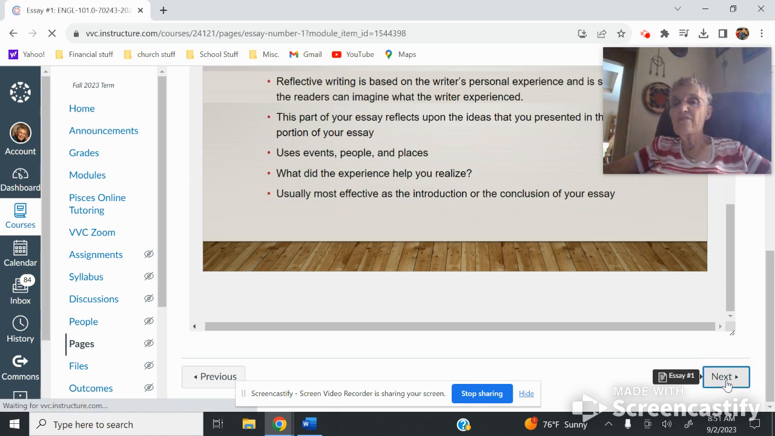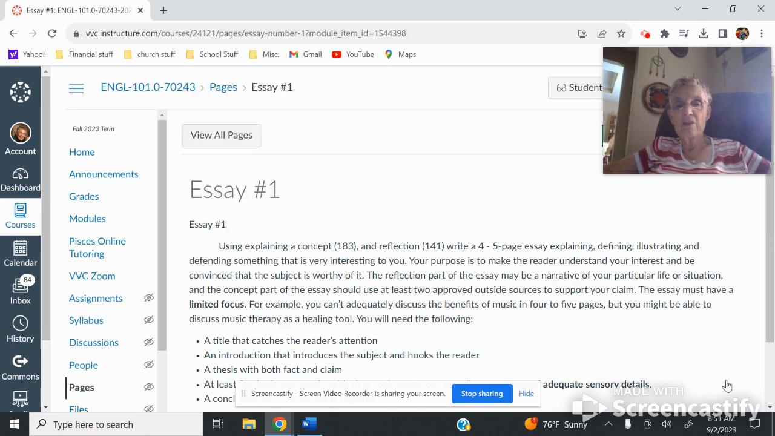So you can have that there all the time, your little one. All right. So this tells you the overview of the concept essay. 4 to 5 pages. You're going to explain, define, illustrate, defend something that's very interesting to you. Your purpose is to make the reader understand your interest and be convinced the subject is worthy of it.